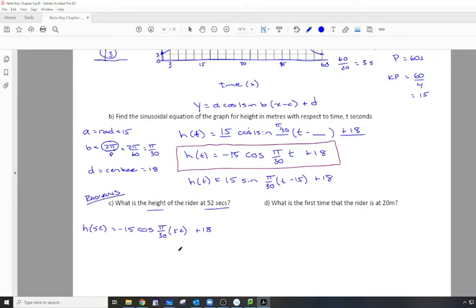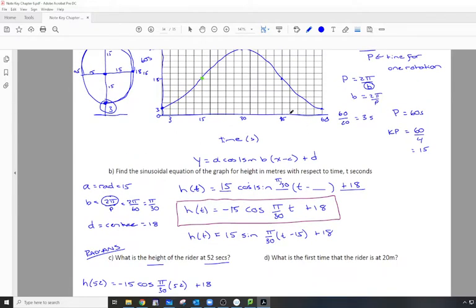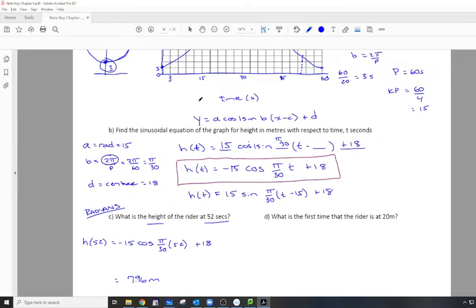Now let's plug it in. So for me, I'm going to go negative 15 times the cos of, so I'm going to go bracket, and then I'm going to plug in pi divided by 30 times 52, unbracket, plus 18. And that gives me, it didn't tell me what to round to, so I'm just going to go 2 decimal places. So 7.96 meters. So at 52 seconds, if I went up to this graph, 52 is like 48, 51, so 52 is somewhere in here, right? If I go up at 52 seconds and I go over, it's at about 8 meters, right?